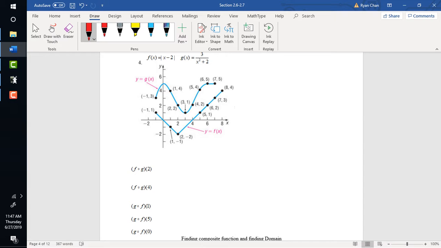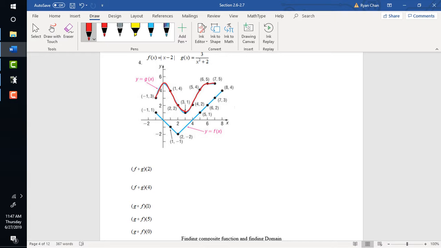So I have a graph of g of x, and then I have a graph of f of x. I'm going to make one of them a different color. I'll make g of x red, just so that we can explain. So my g of x is the red graph, and my f of x is my blue graph.